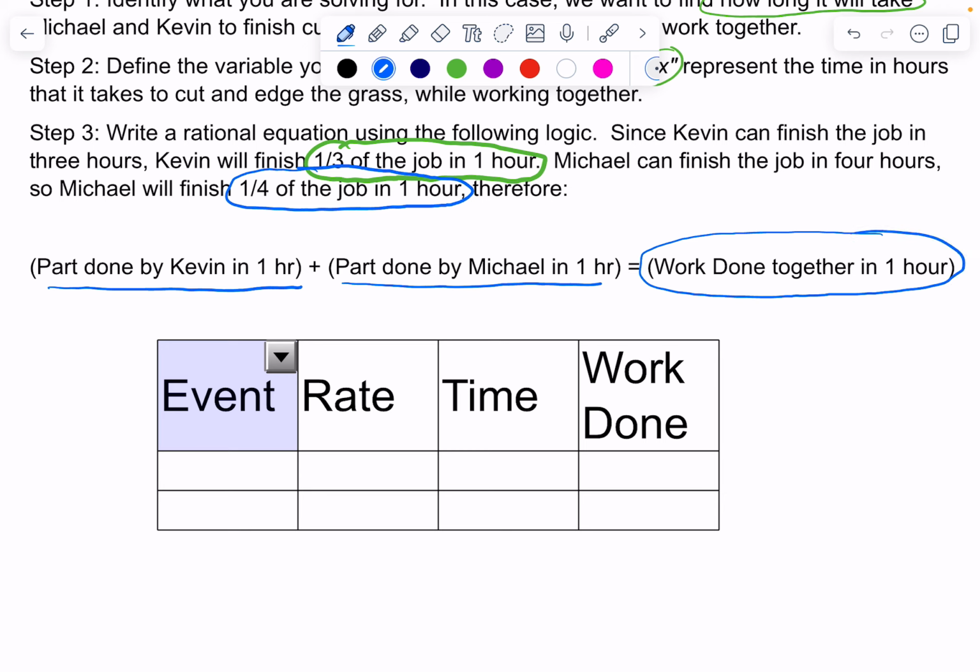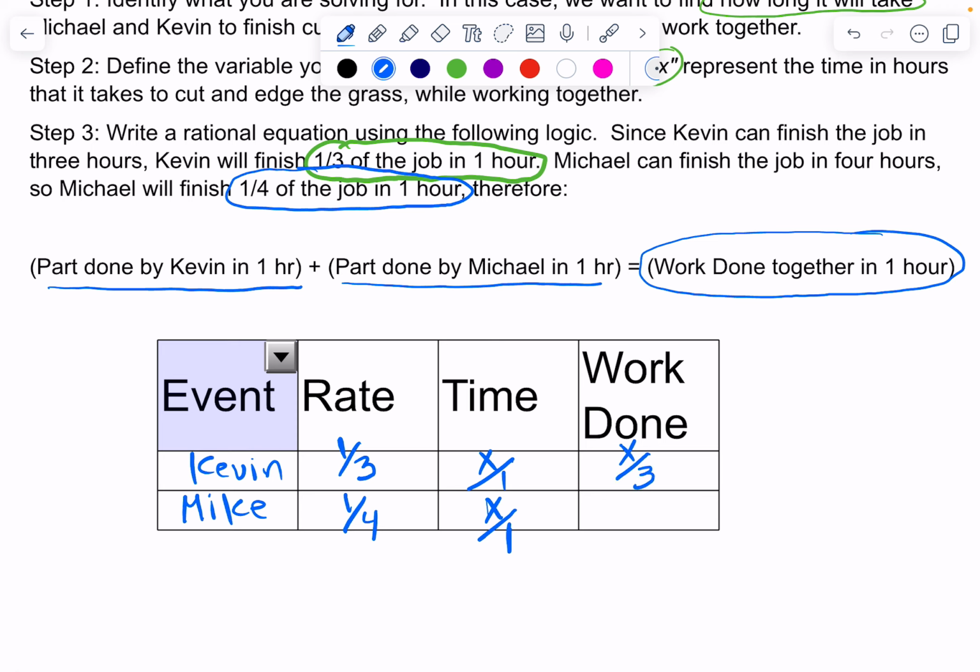So, let's always set up the proper table. In this particular case, we're talking about an event. The event here is Kevin and his work and Michael. We'll just call him Mike. So the rate of Kevin, he can complete it in 3 hours, so he completes 1/3 of the job every x hours. Michael completes 1/4 of the job every x hours. Why are they both x? Because they're going to be working the same amount of time. So remember that rate times time equals work done. So rate of 1/3 times x over 1, if you want to make sure you understand where the numerators and denominators go, the work done by Kevin is x over 3.